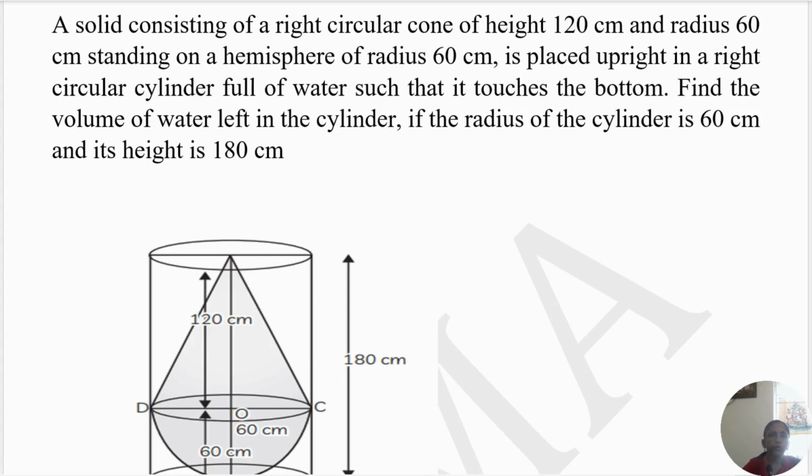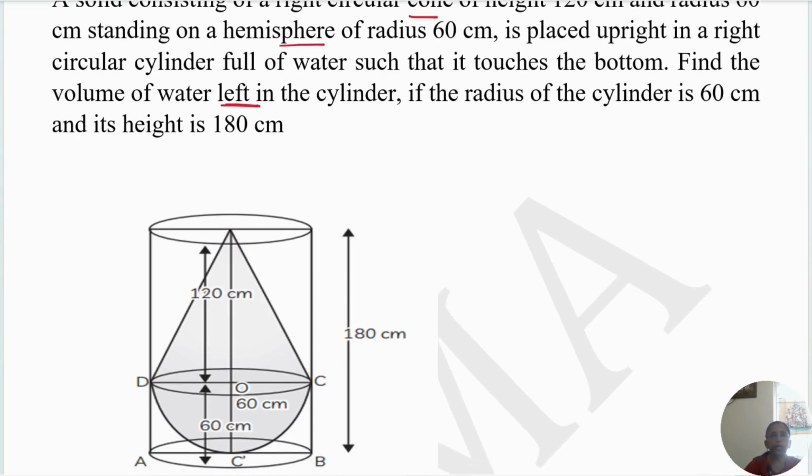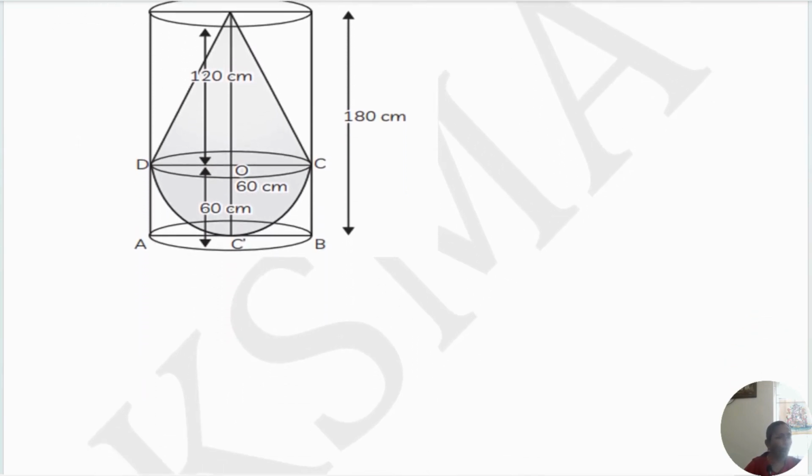Yes, now look at this problem. A solid consisting of a right circular cone of height 120 centimeter and radius 60 centimeter standing on a hemisphere of radius 60 is placed upright in a right circular cylinder full of water such that it touches the bottom. Find the volume of the water left inside the container if the radius of the cylinder is 60 and height is 180. So you have to calculate the water left inside the cylinder.